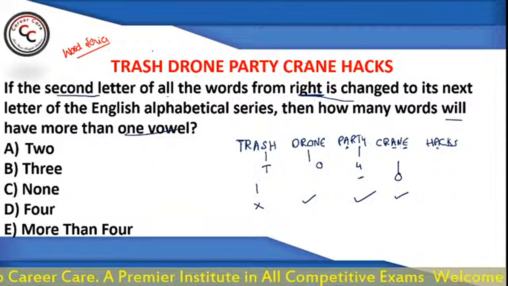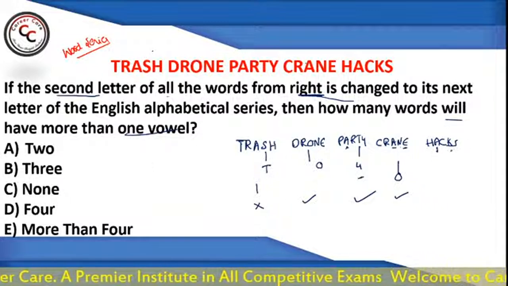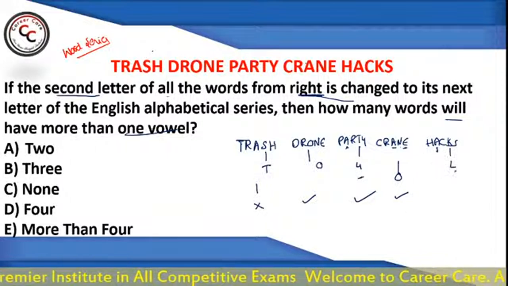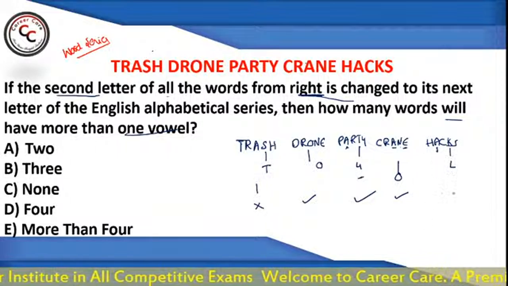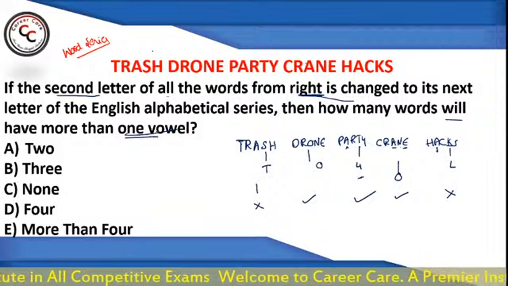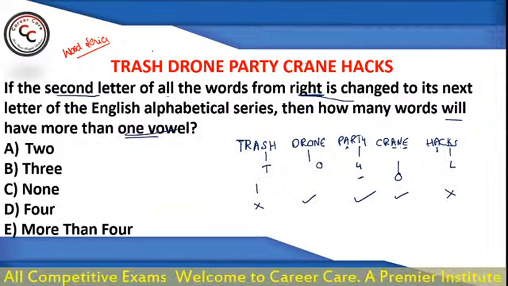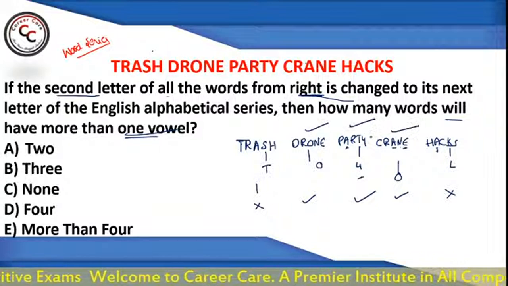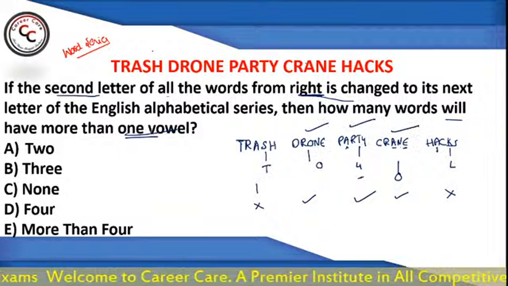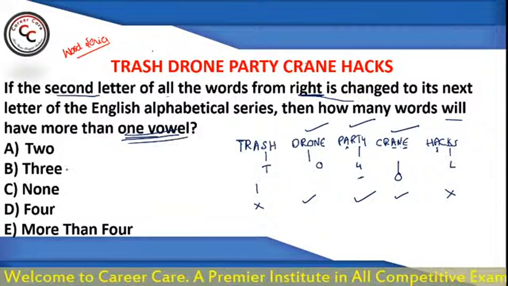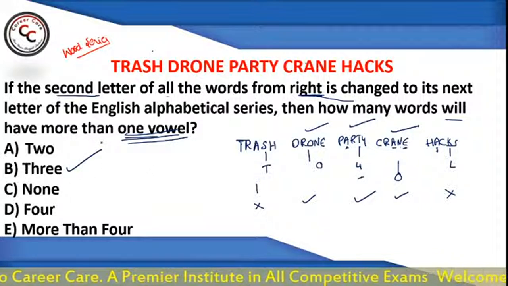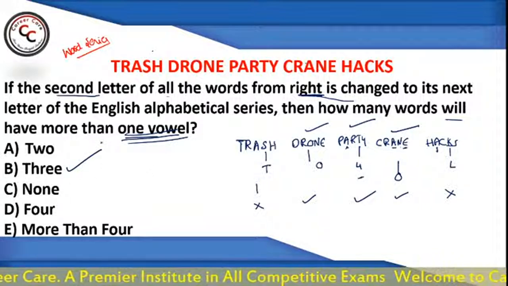Similarly, for the word hacks, hacks consists of one vowel. If I take the second last letter, K, the next letter is L. So I have only one vowel, but I want more than one vowel. So in total, how many combinations am I getting? 3 combinations: drone, party, and crane. These are the 3 words which have more than one vowel. So obviously I go with option number B, 3. Nice. Good.